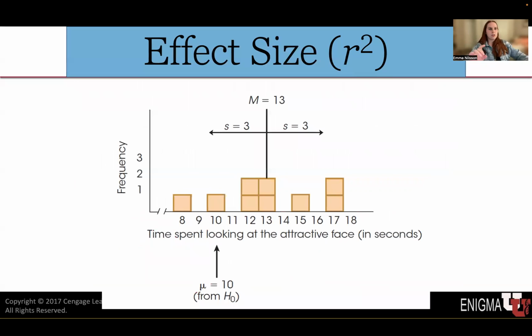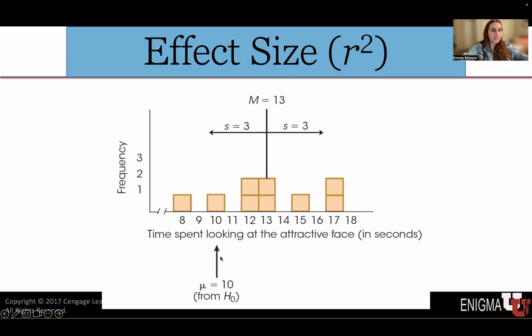So right here, this is going to help us understand where R squared comes from and what it means when we're calculating R squared. This distribution shows us that the null hypothesis said that the treatment, in this case the attractiveness of the faces, is going to have no effect on the infant's behavior. In other words, the null hypothesis said that the mean would be 10 seconds for each face right here.